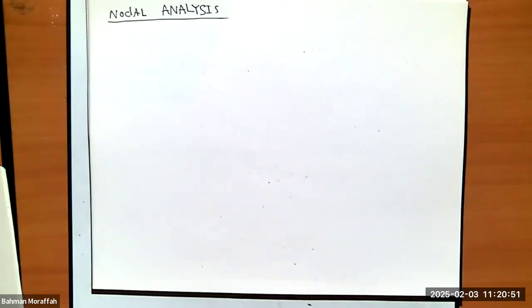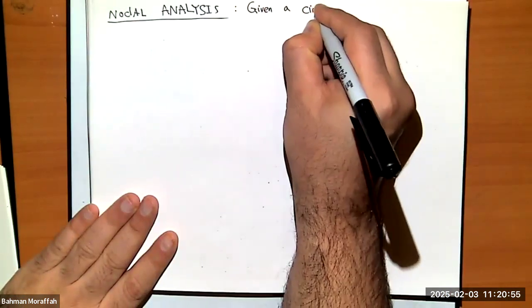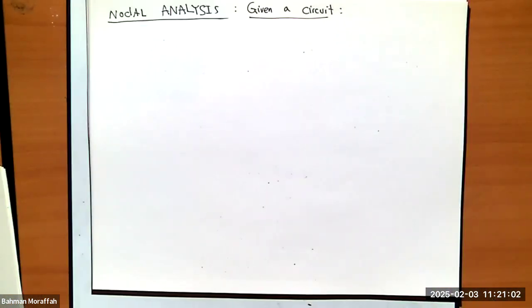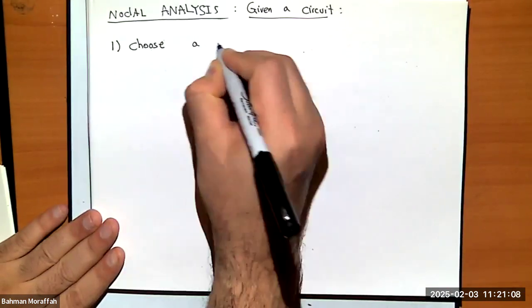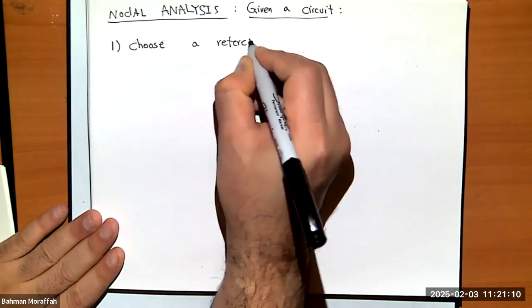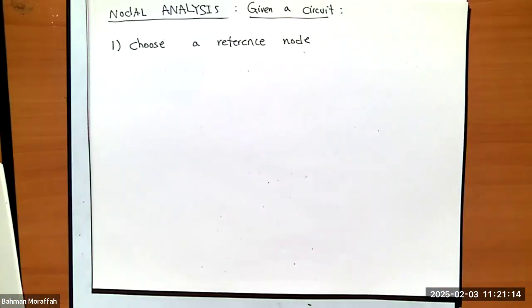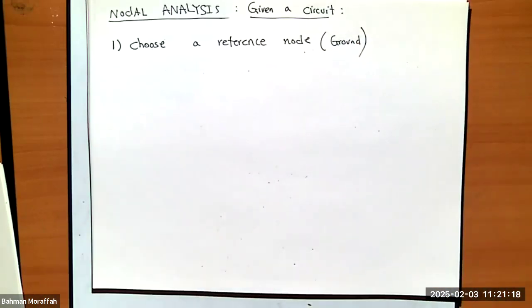Let's just assume we're given a circuit. We follow the following steps. First, choose a reference node, which we also call the ground.